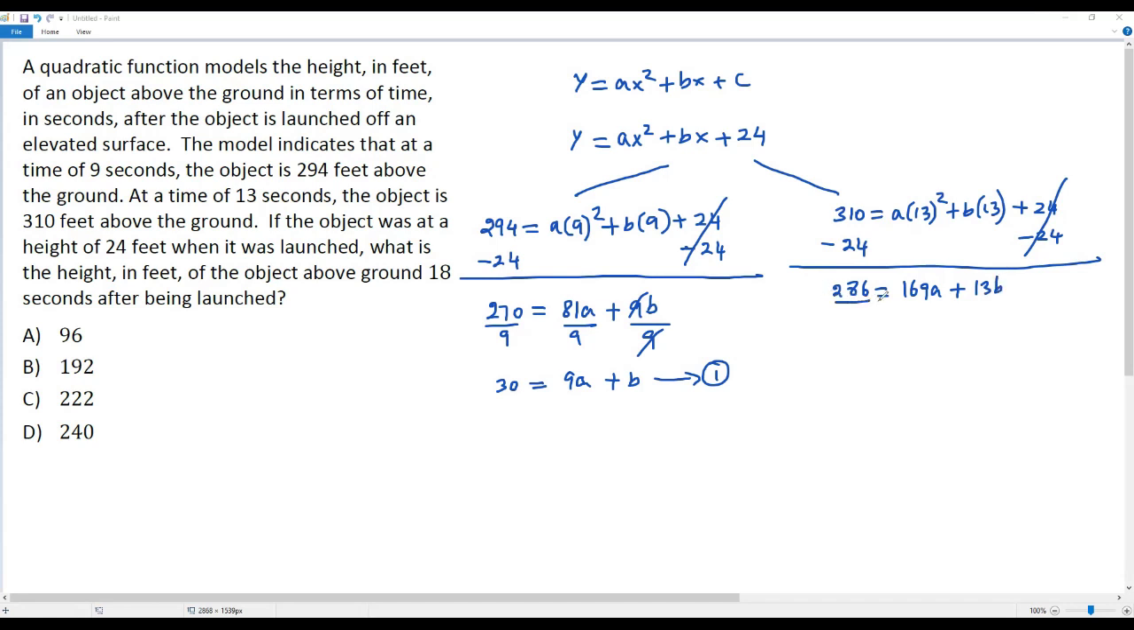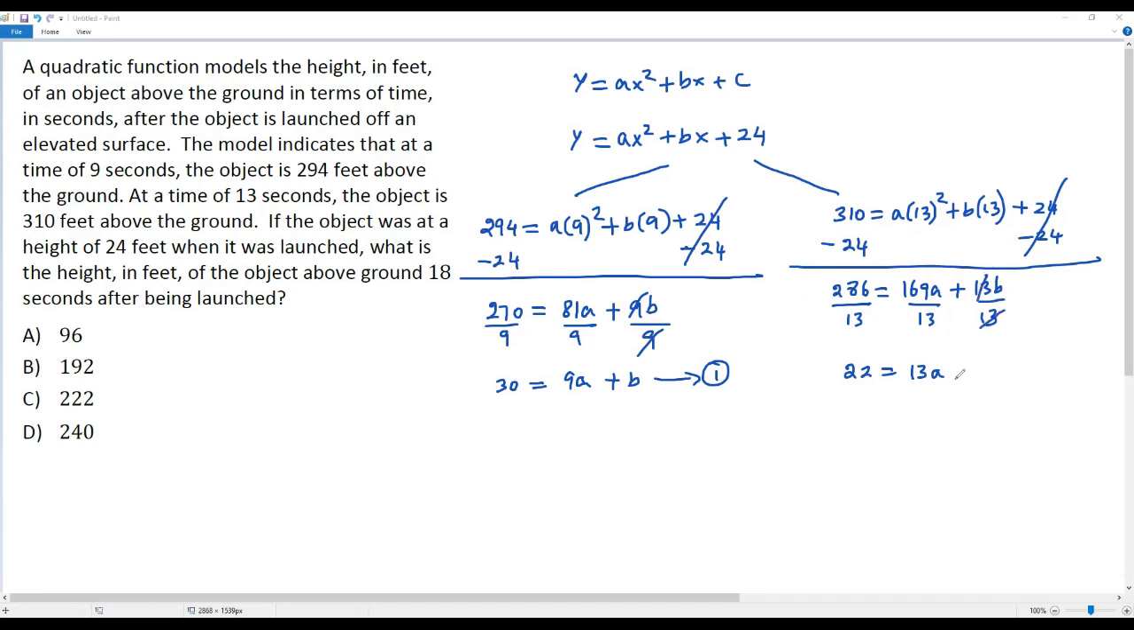Okay, when we consider this number 286, 169, 13, everything is a multiple of 13. Now let me divide each term of this equation by 13. Let me divide 286 by 13. I'm getting 22. And when I divide 169 by 13, I'm getting 13, that is 13a.